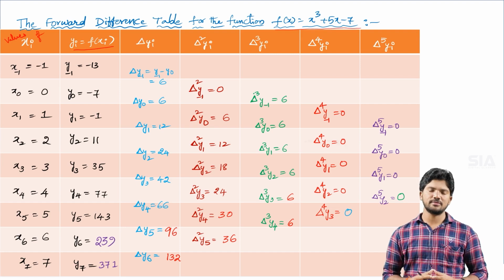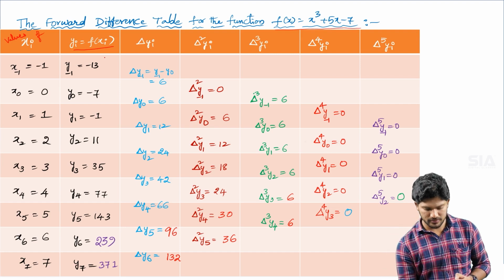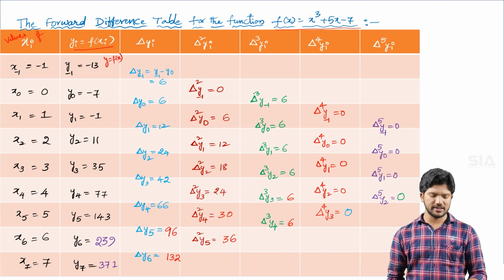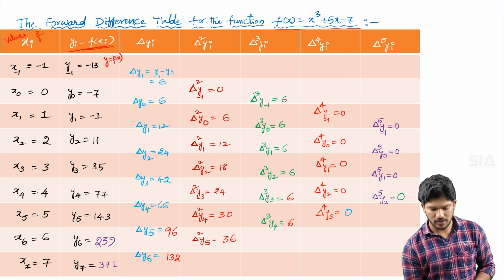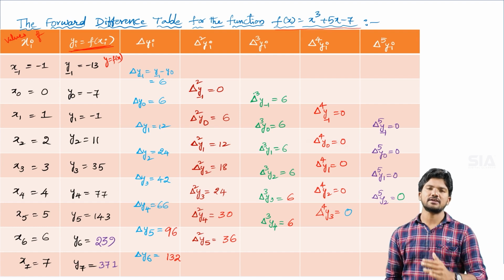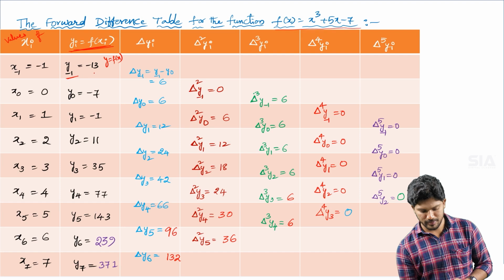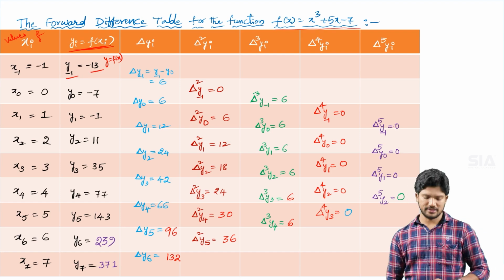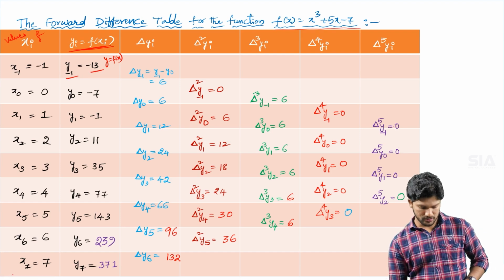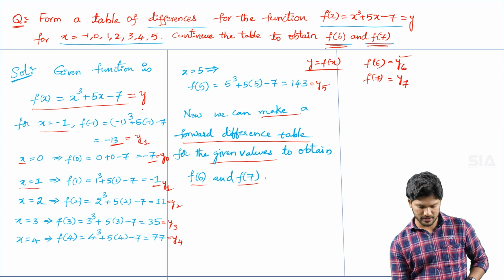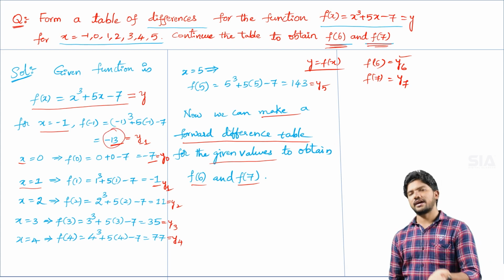How do the values of y come to us? y is equal to f of x. We have the equation y is equal to f of x. Based on that equation, y suffix i you can get by substituting x suffix i values in f of x. So y suffix minus 1 value is minus 13. It came out previously, so this minus 13 value we are directly writing there.